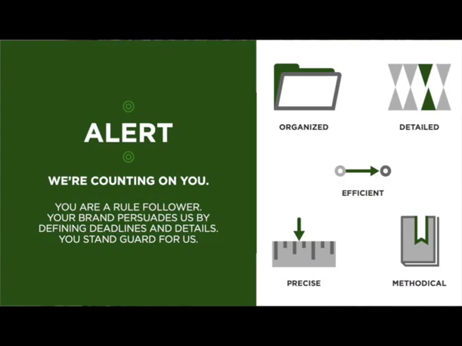And then finally, the style of alert. And again, people can count on us because we become a rule follower. We set the guidelines. Our brand persuades, if we have alert, the brand persuades others by defining deadlines and details, and an alert person stands guard for the rest of a workplace, a community, a network, or whatever. So if you have the alert style, which is the style of details, the language of details, then you are very much a person who's organized, detailed, watching out for potential danger areas or risk or high risk. You're also, though, efficient, precise, and methodical.